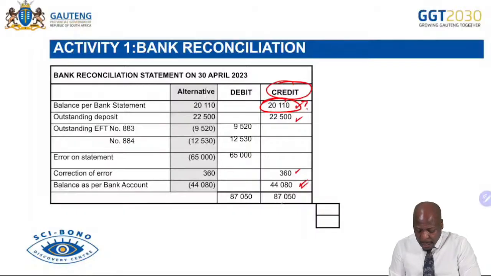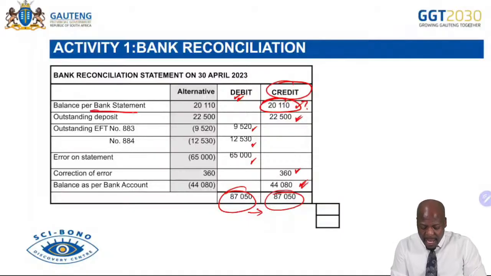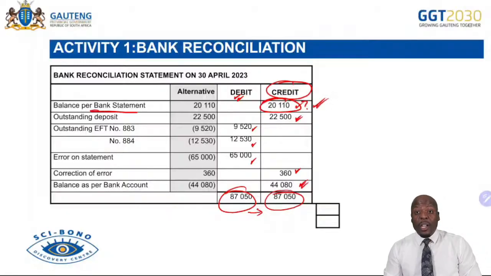Are we together? So the balance as per bank statement, to get this one, that is what we were missing here. You put your balance here, then you look again for the side with the highest amount. The side with the highest amount is going to be your debit side. So you say 9,520 plus 12,530 plus 65. It gives you 87. Then you have 87 on both sides. Then you now say the 87,050 minus the 44,080 minus 360 minus 22,500. That's how you get your balance as per bank statement, which is 20,110. All right, that is how you would have done it.